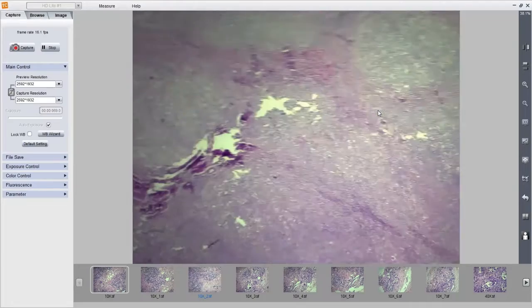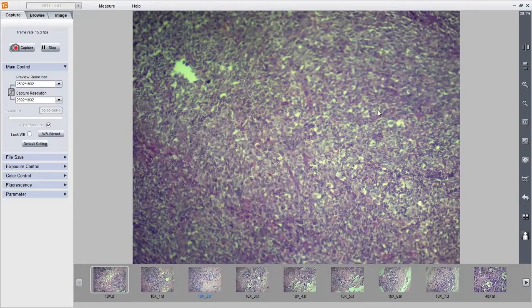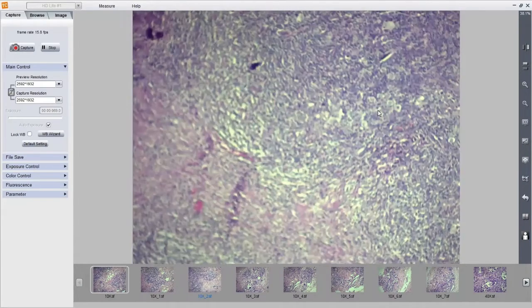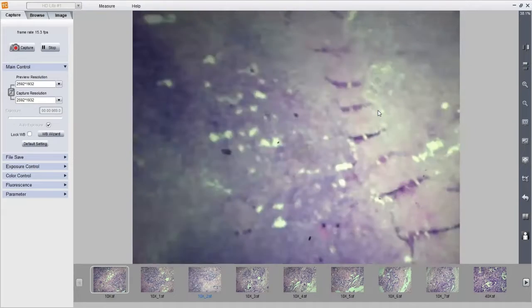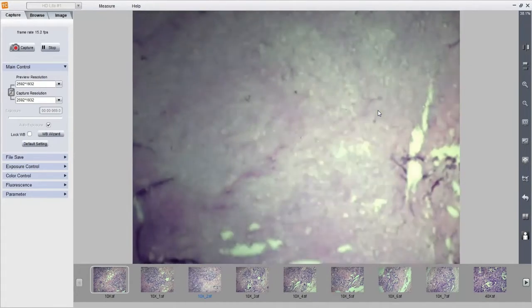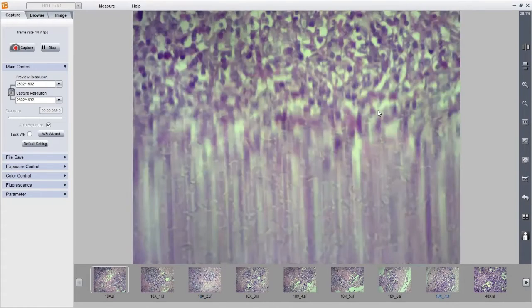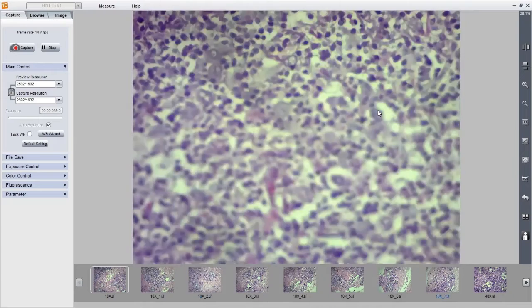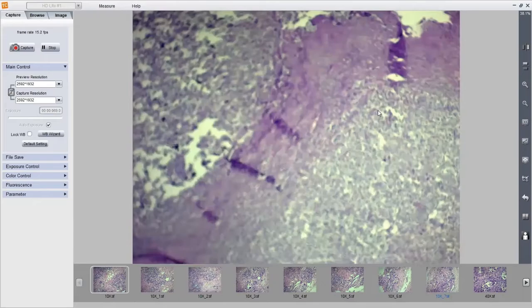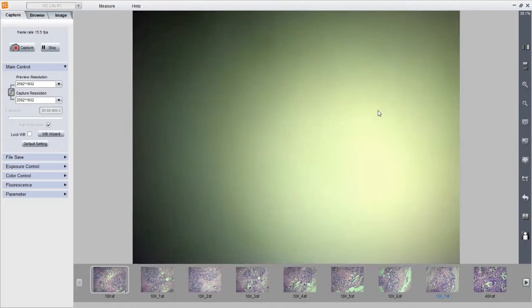What about this area? One second. Okay, I'll show you the immunohistochemistry now. So what are we going to expect in the immunohistochemistry? CD20.